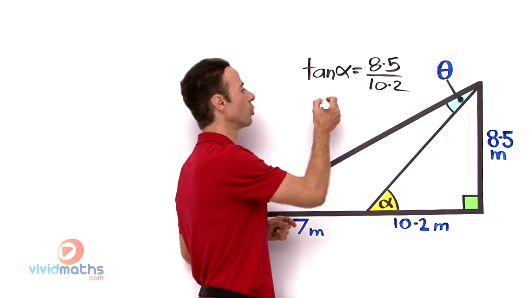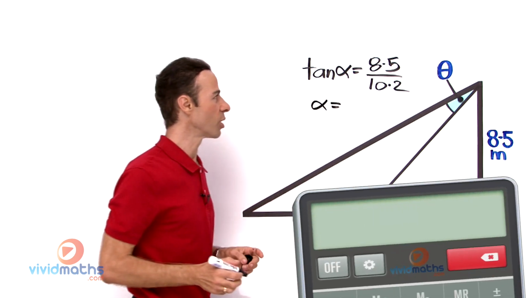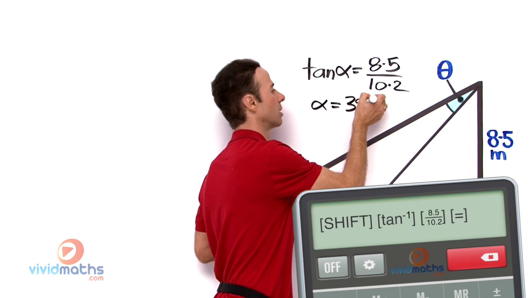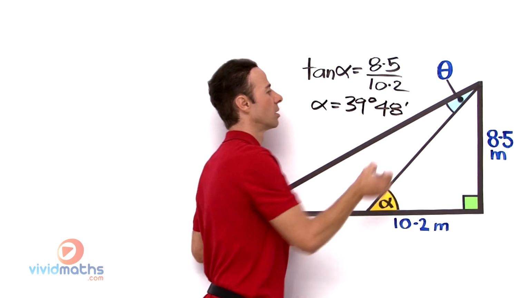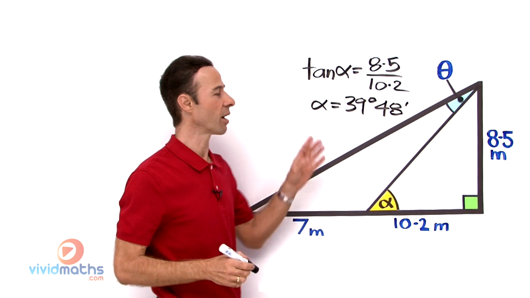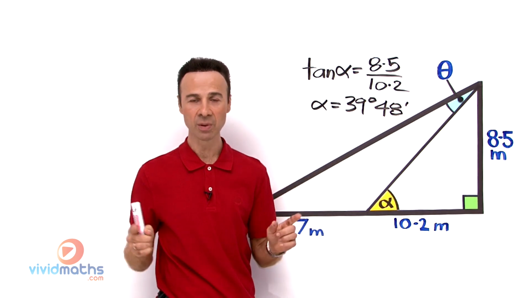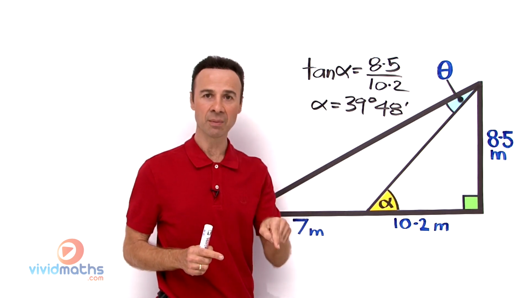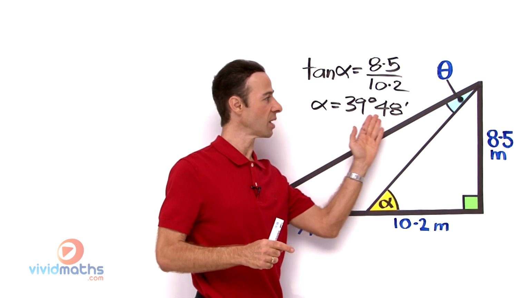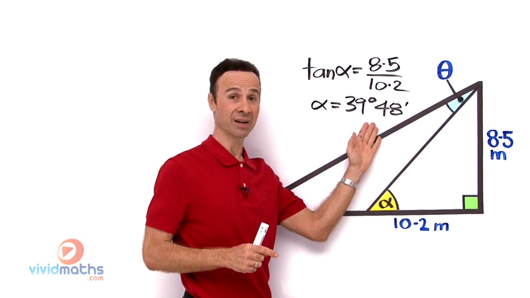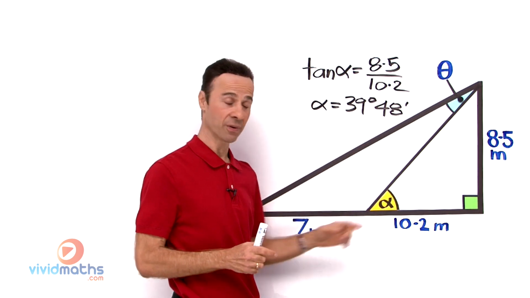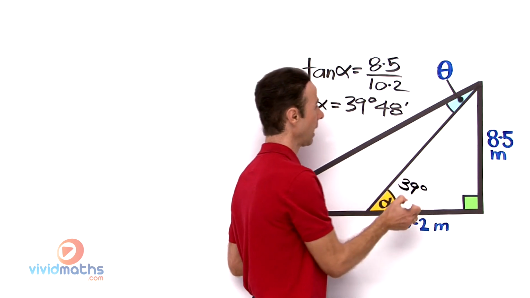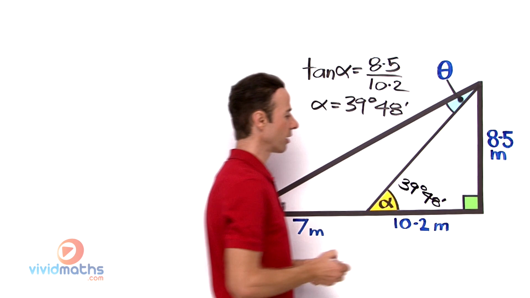So in this particular example, once we've gone through that process, alpha equals 39 degrees and 48 minutes. Okay, did you get that? I'll repeat it. What you do is you go 8.5 divided by 10.2, that'll give you a decimal. Then you go shift tan, that'll give you a decimal degree. And then you go shift DMS, or degrees, minutes, seconds, and it will give you degrees and minutes and very few seconds. So we rounded it up here. Let's write that down here next to the alpha. So this angle here will be 39 degrees and 48 minutes. Okay, cool, we got that angle.